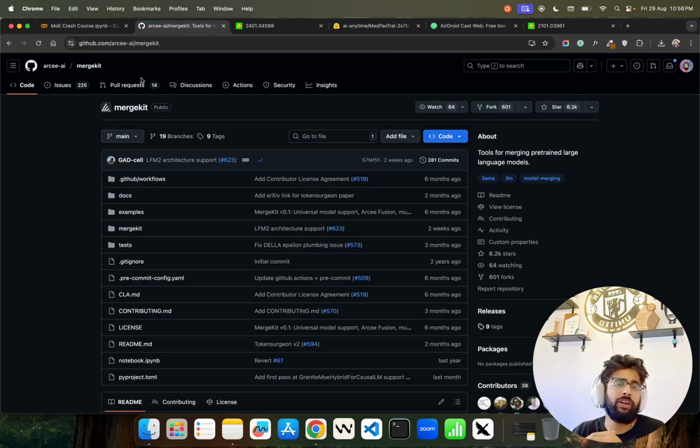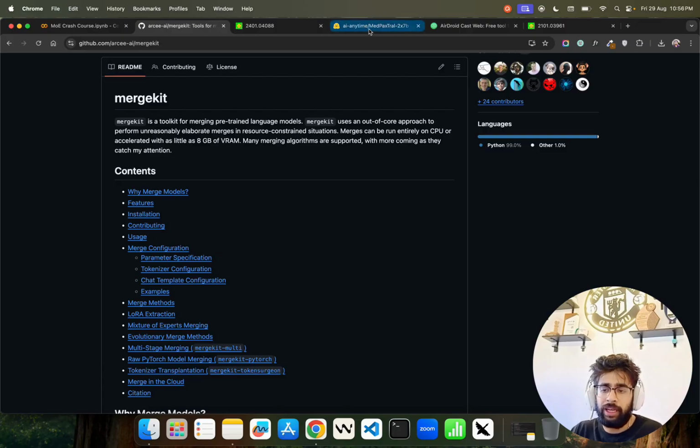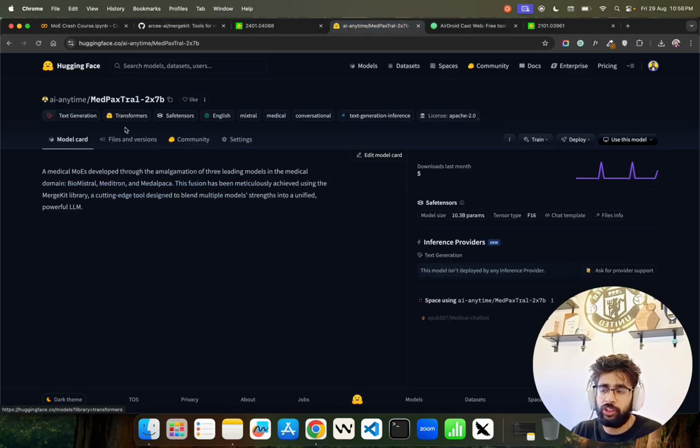Arcee AI is really doing good when it comes to, of course, large-scale model training for enterprises. So they are doing good. You can look at MergeKit. I have created this model called Mixtral, which is a medical MOE. You can see it says a medical MOE is developed through the amalgamation of three leading models: Mistral, Meditron, and MedAlpaca. It has been downloaded by thousands of people so far. And you can go and try it out here. It's on my Hugging Face account.